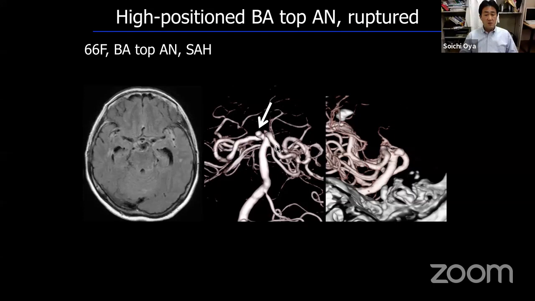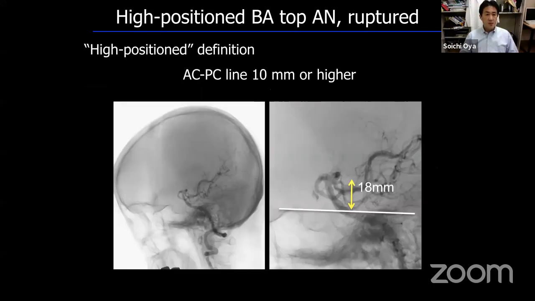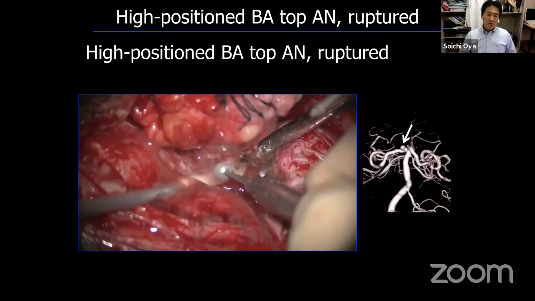As you see here, the aneurysm was formed at the top of the basilar artery. The definition of a high position is said to be 10 millimeters or higher from the anterior clinoid and the posterior clinoid line, which is also called the ACPC line. In this case, the distance from the ACPC line to the neck of the aneurysm was 18 millimeters. So we utilized the orbital-zygomatic approach.